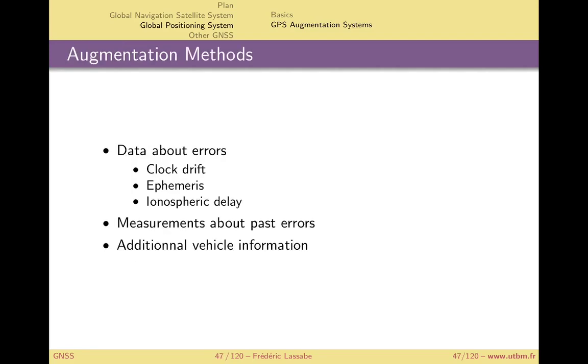So augmentation methods consist in gathering data about errors, so the clock drift, the ephemeris error, ionospheric delay, and so on. Use measurements about past errors to be able to provide fixes for the next frames. You also can rely on additional vehicle information for more complex systems.